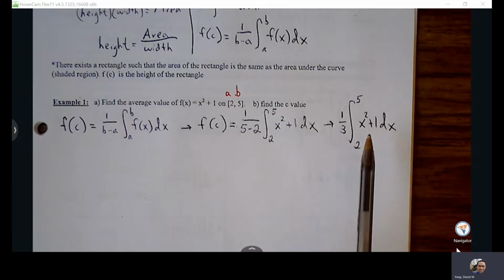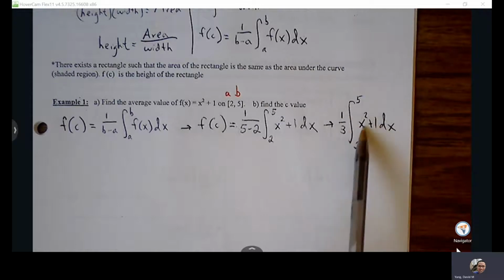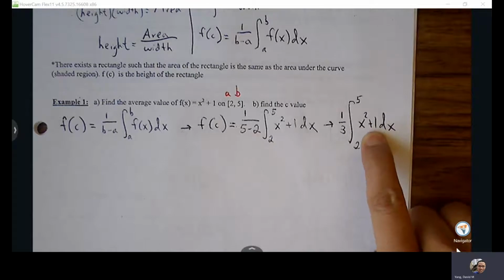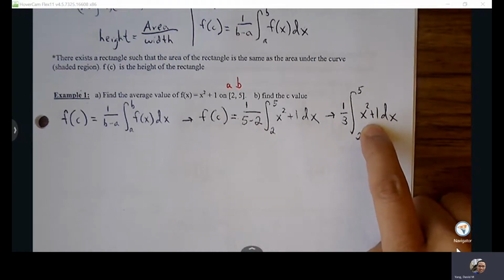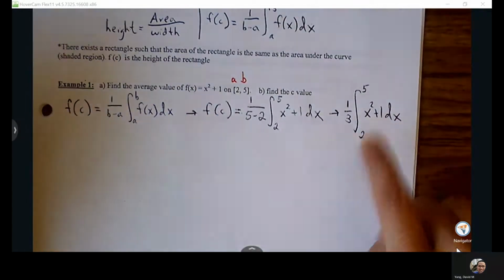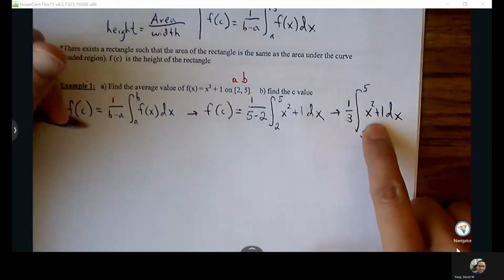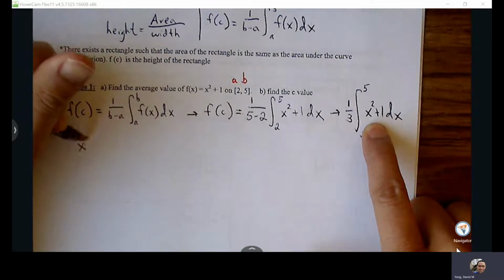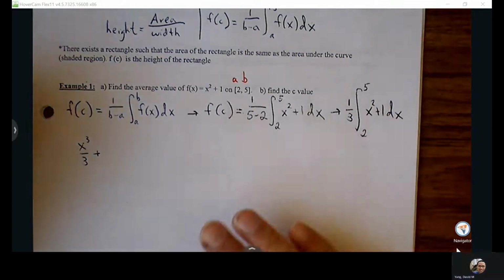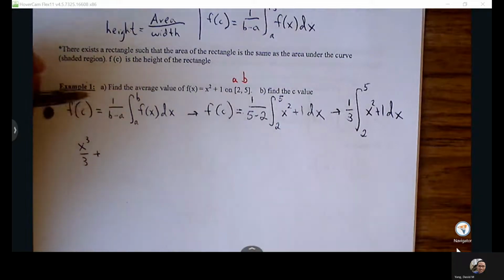Right now, the only rule that we're going to be using for the most part is power rule. But as we gain more and more rules, we're just going to have to apply that antiderivative step. So we got to do power rule here, right? x squared plus 1, they're both ready for power rule. What does x squared become? x cubed over 3. And then 1 becomes 1x.